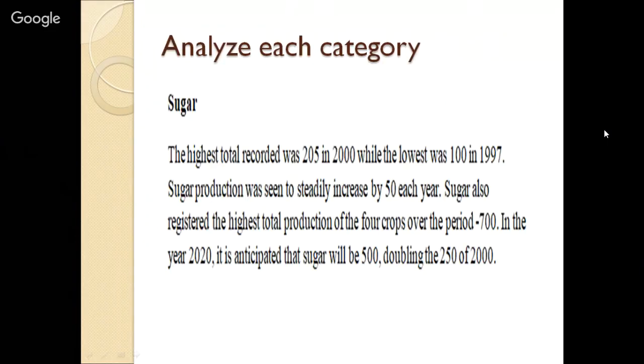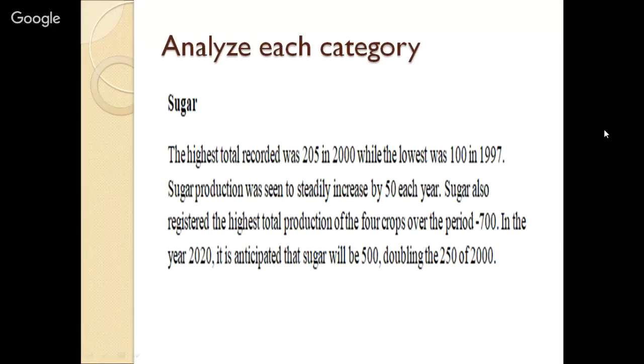Now, sugar. So in the next paragraph, we have sugar. The highest total recorded was, guys, I think I just typed wrong, that should be 250 in 2000, while the lowest was 100 in 1997. Guys, please, sorry for this. This will be corrected when I post it on the blog. So that's 250 and the lowest. So in this version of the report, what the writer decided to do was to start with the total, the totals column.